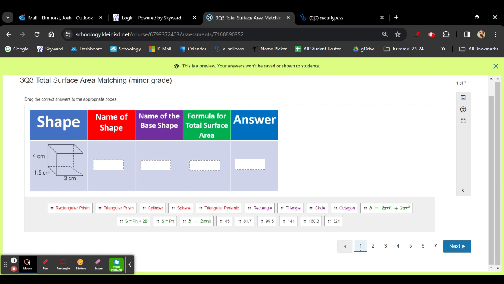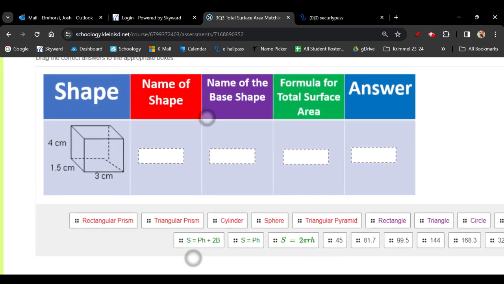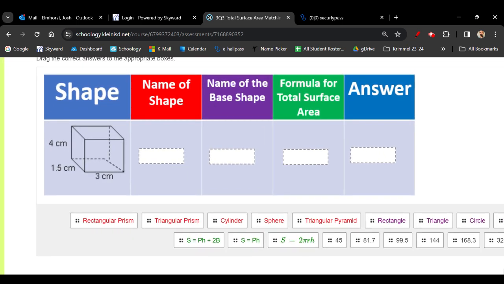And this can be matching, but it's also going to be identifying what is the shape and what are the formulas. So if you would start with the first thing here, we want to identify the base shape, and then what is the parallel opposite side if it has one. So because we have a rectangle here at the base and then we go parallel and perpendicular, this is going to be a rectangular prism.